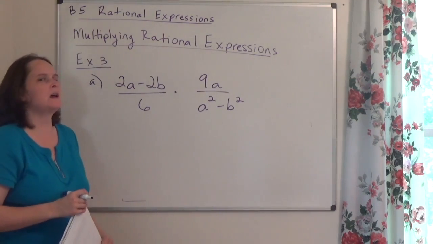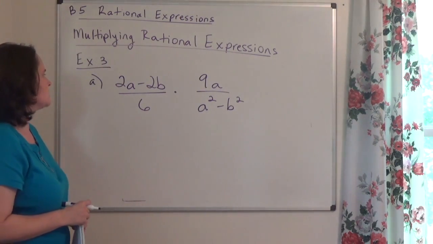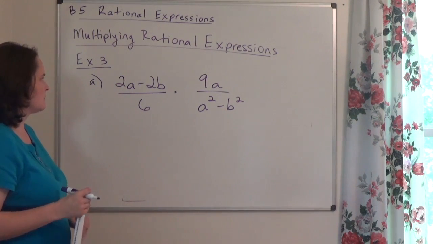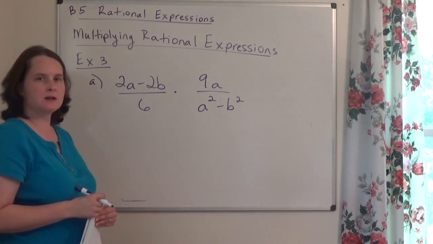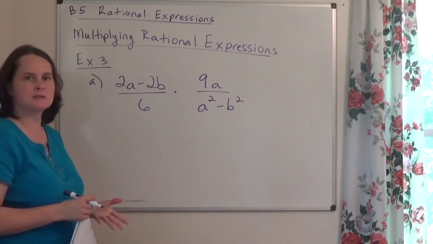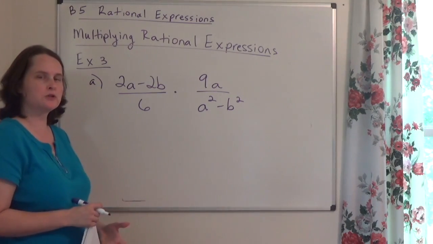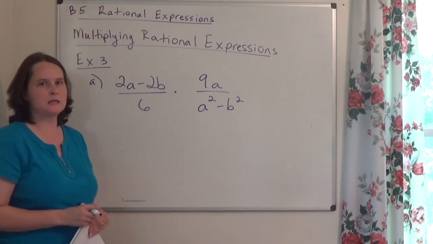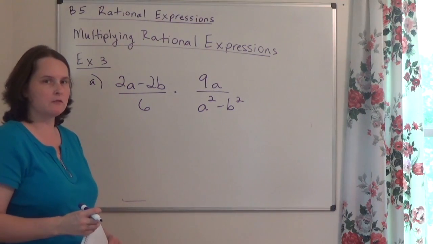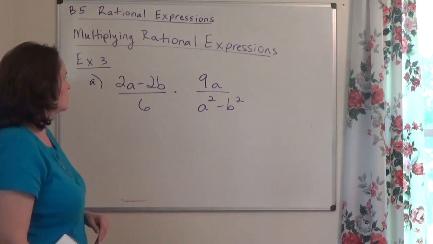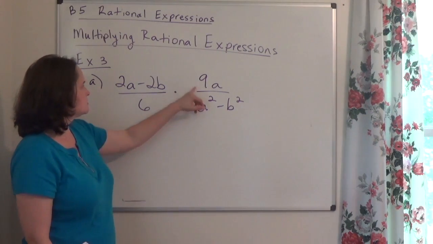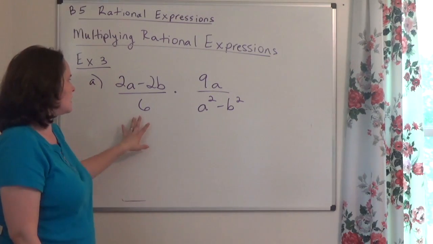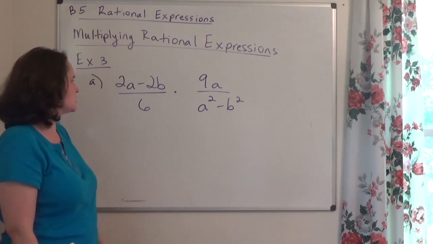So example 3, part A, we need to multiply (2a minus 2b) over 6 times 9a over (a squared minus b squared). Let's take this one step at a time. We're multiplying fractions. We know that we multiply straight across the top, straight across the bottom. We also know that we need to reduce anything first if we possibly can. You can see the 6 and the 9 do have a common factor of 3. So you could go ahead and reduce these two coefficients.